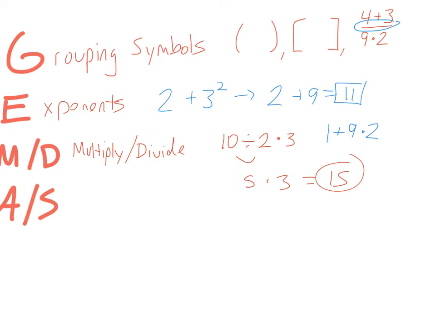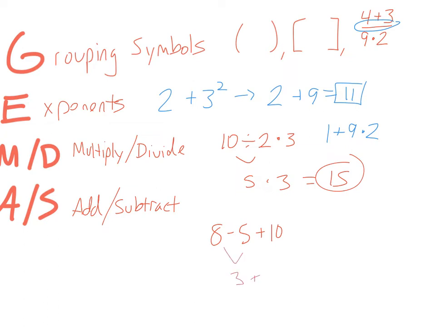Add, subtract is next. Alright, so this is the same rule as multiply-divide, in that you do whichever one comes first. So if I had 8 minus 5 plus 10, I understand that's an addition sign, but it's not any more important than a minus sign, okay? So you do whichever one comes first. So what is 8 minus 5?